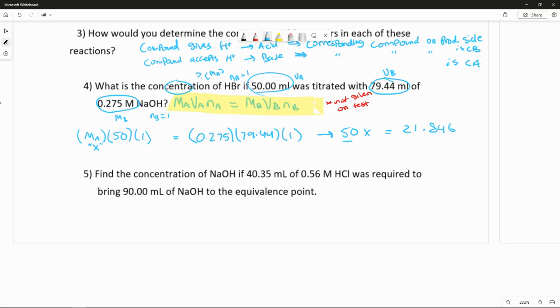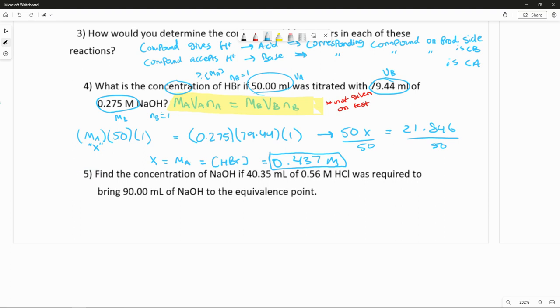21.846. So we divide 50 on both sides, and X equals Ma equals the concentration of HBr equals 0.437 molars. This is molars because it is the concentration. That is going to be our final answer. The concentration of the hydrobromic acid, HBr, is 0.437 molars. With this information, we can just go ahead and figure out number 5 as well.